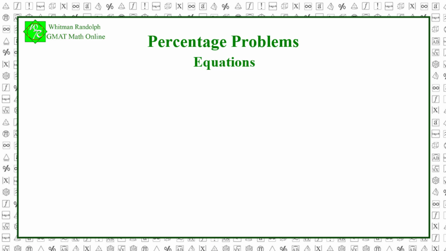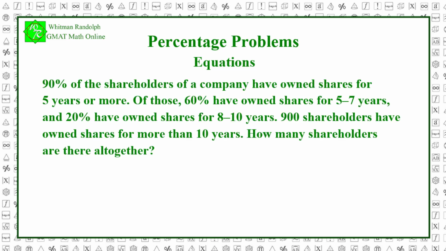Problem. 90% of the shareholders of a company have owned shares for 5 years or more. Of those, 60% have owned shares for 5 to 7 years, and 20% have owned shares for 8 to 10 years. 900 shareholders have owned shares for more than 10 years. How many shareholders are there altogether?